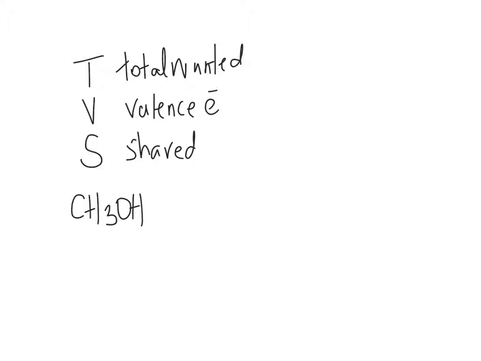So T. How many electrons does carbon want to be surrounded by in total? 8. How many does hydrogen want around it total? 2. How many hydrogens do we have? 4. So we want a total of 8, 4 times 2. How many does oxygen want around it? 8. How many total do we want? 24.